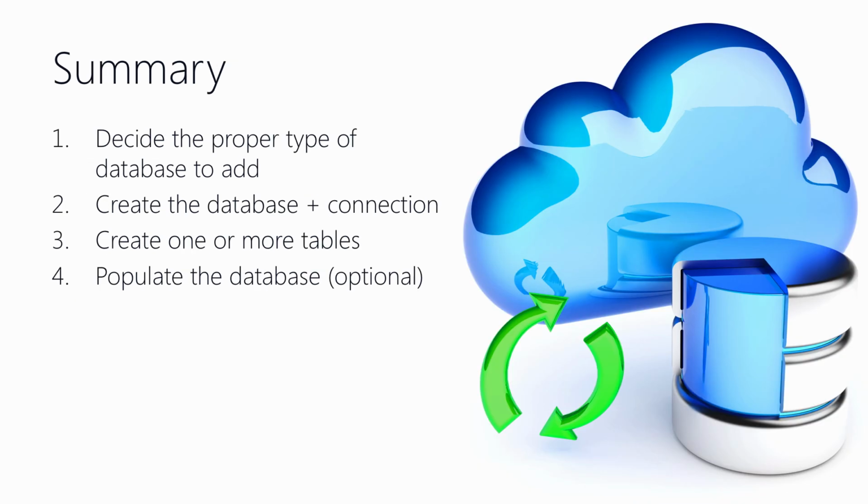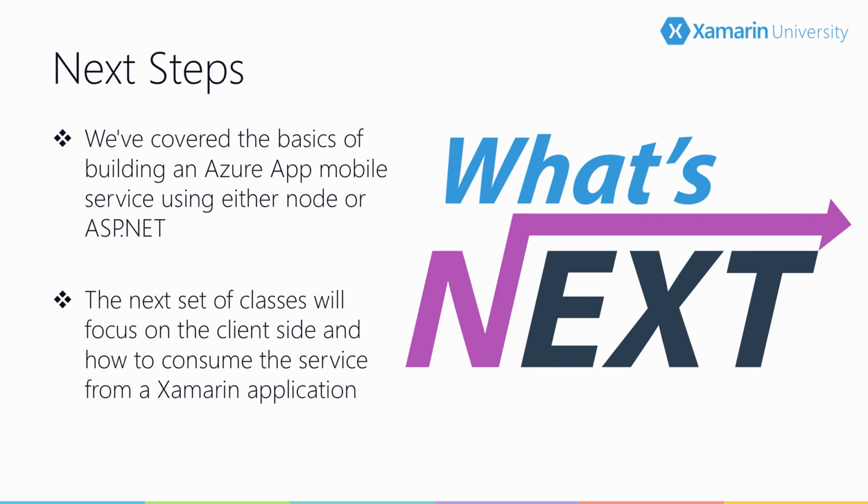So now we see how we can add the proper type of database. We're going to use either Easy Tables or a SQL Server backend with Entity Framework. We saw how to create the database and the connection, and then of course create some tables to support our application and populate the database with some data. In this class, we covered how to create the server side of our Xamarin and Azure application. In the next classes, you're going to learn how to create the Xamarin side, the mobile client side of the application. And then in upcoming classes, we'll also focus on things like authentication.